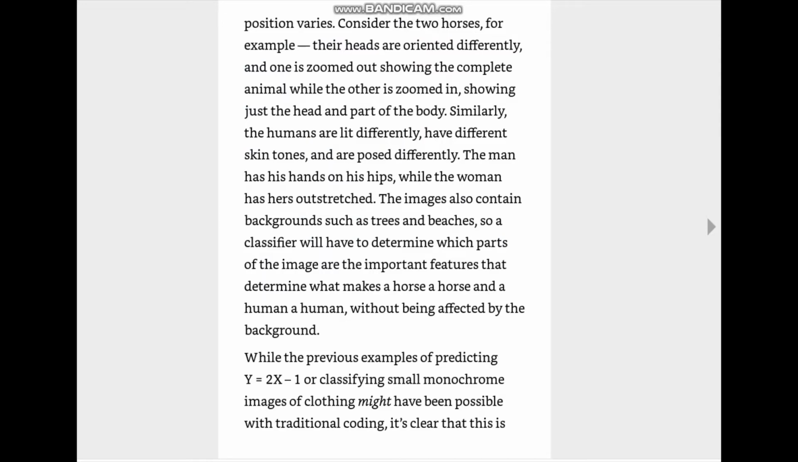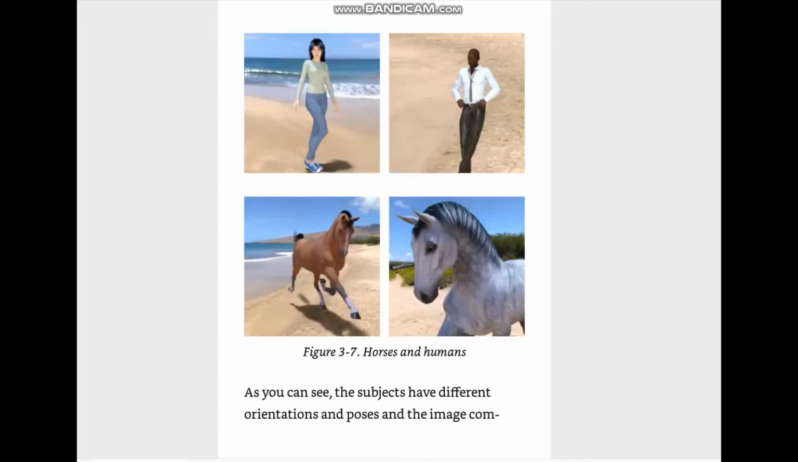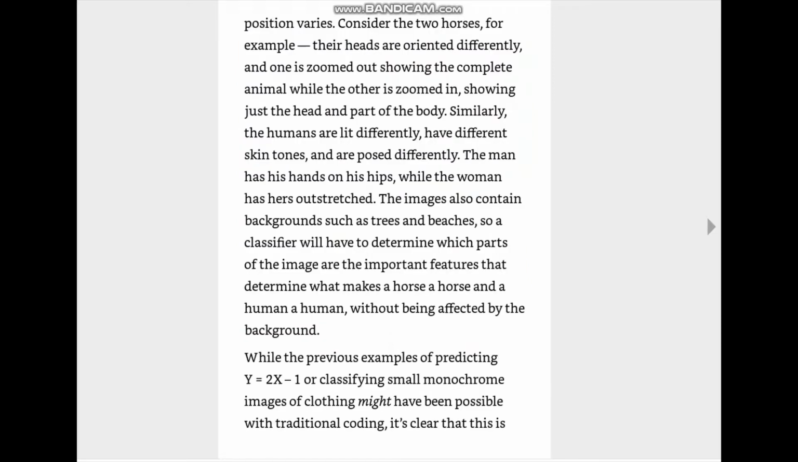Similarly, the humans are lit differently, have different skin tones and are posed differently. We can see that both the humans as well as the horses have different poses. One of the humans, the lady, is standing by the sea, while the man is standing in a desert or a sandy place. Both have different complexions and different postures. So there is a wide range of postures in the dataset.